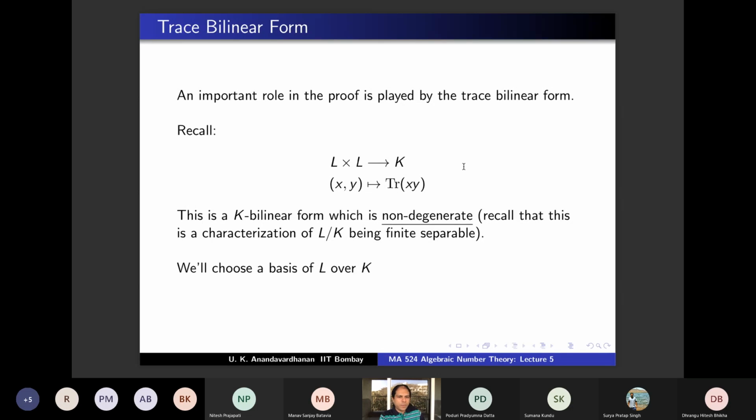So I'm continuing the proof. Once you have a vector space and it is finite, many times we will fix a basis and work with it. So we will choose a basis of L over K and argue with that basis. But now remember the most important part of this proof: I'm going to argue with the chosen basis, but not just with that basis. I will argue with one more basis. Whenever you have a bilinear form, you have a notion of a dual basis with respect to that bilinear form. What should be the definition?